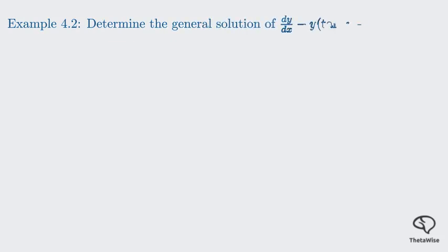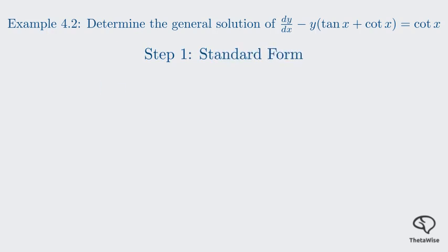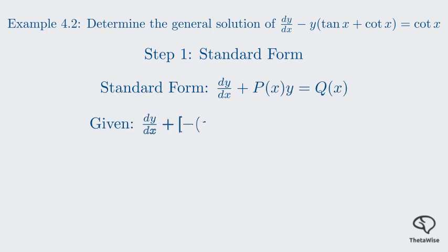Here's our second example. We need to find the general solution of dy/dx minus y times (tangent x plus cotangent x) equals cotangent x. This problem has a special trap, so pay close attention to the details. Step 1. Standard form. The equation is already in standard form, but there's a crucial point. The note in the text says, take p and q together with the sign.